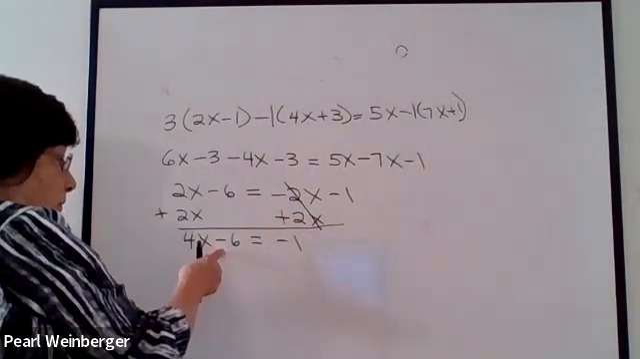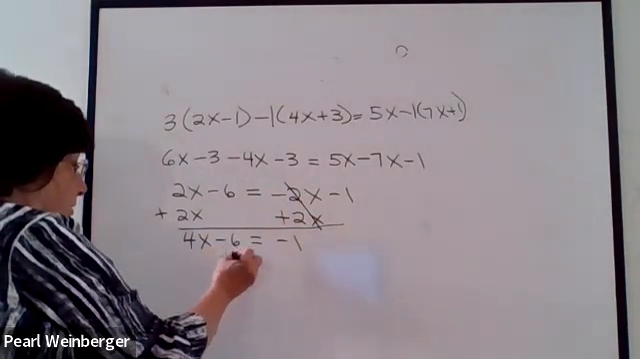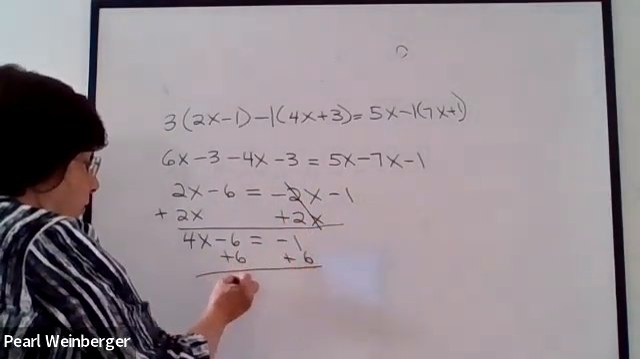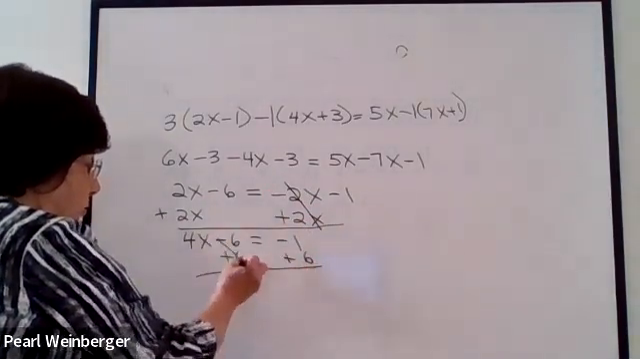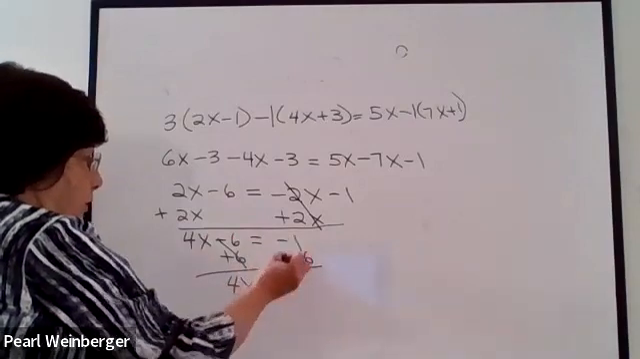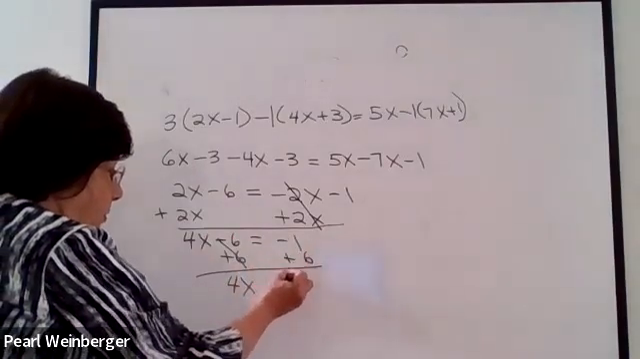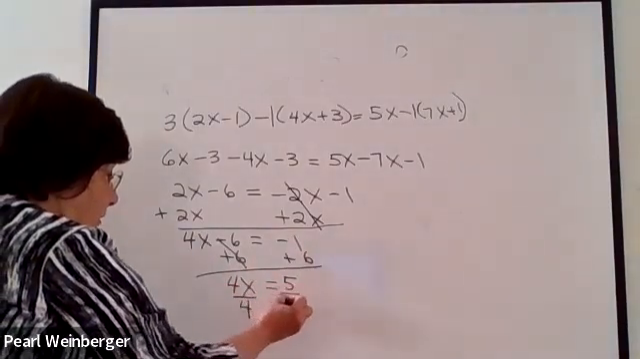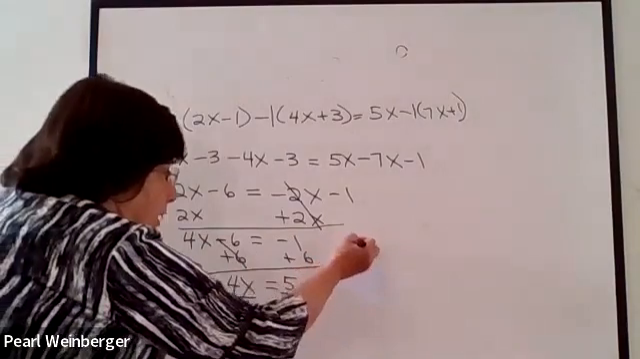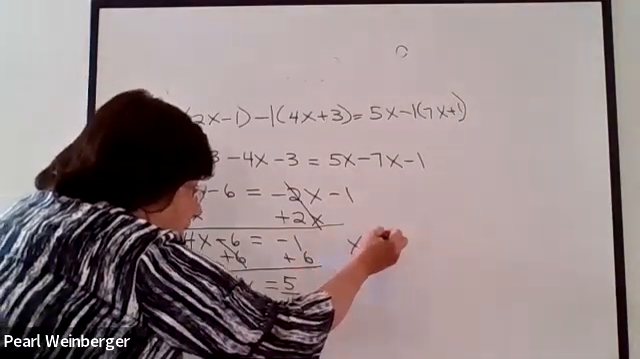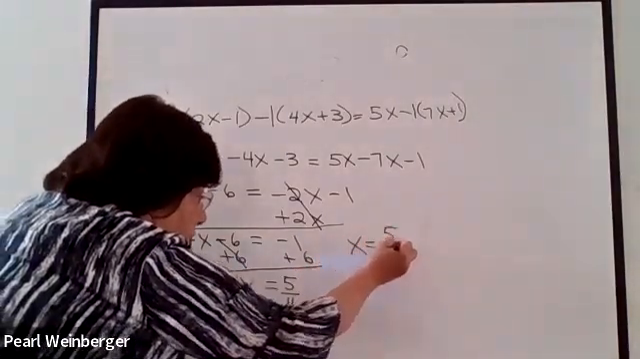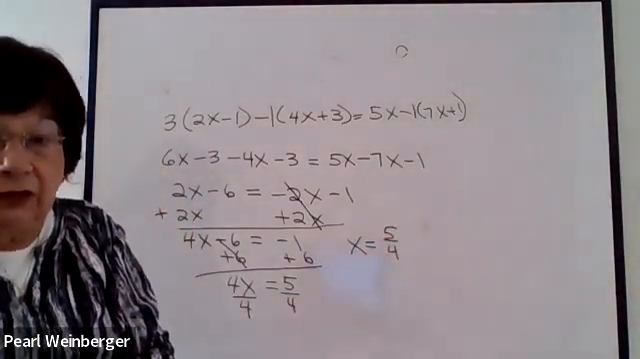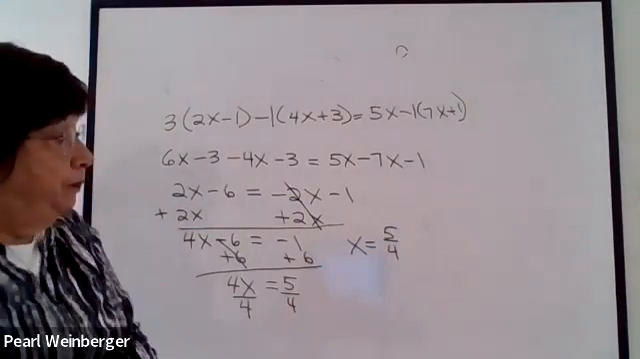I then want to get rid of this -6. So I'm going to add 6 to both sides, which will give me 4x. This is no longer here. -1 plus 6 is 5. And then I'm going to divide both sides by 4 to get my final answer. x equals 5/4, which is what most people did give me as the correct answer. It is the correct answer.